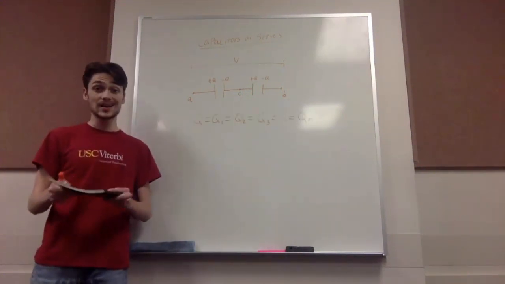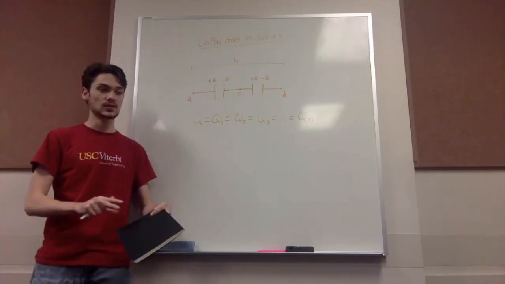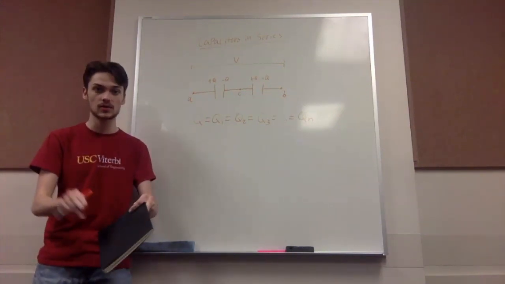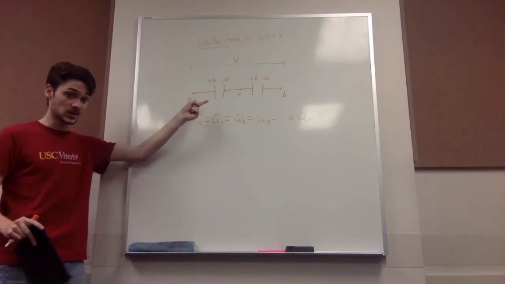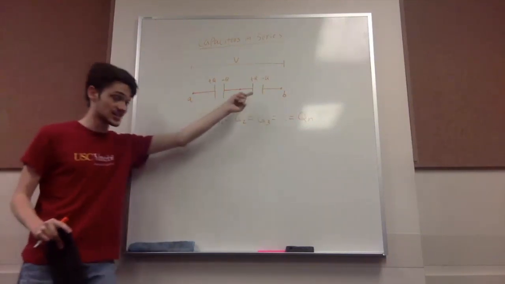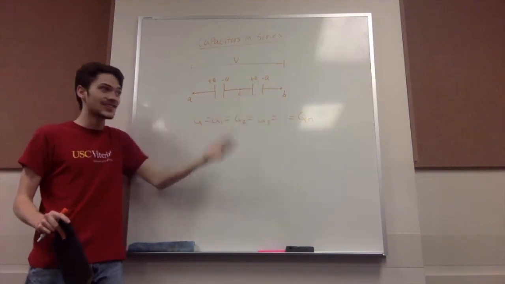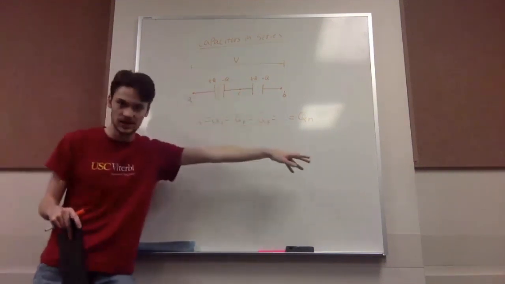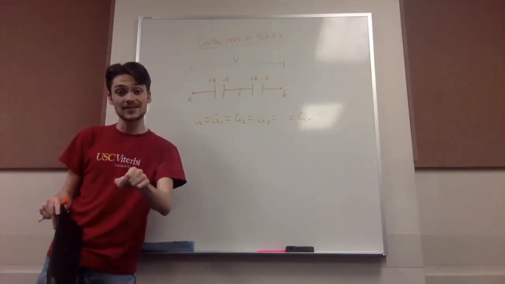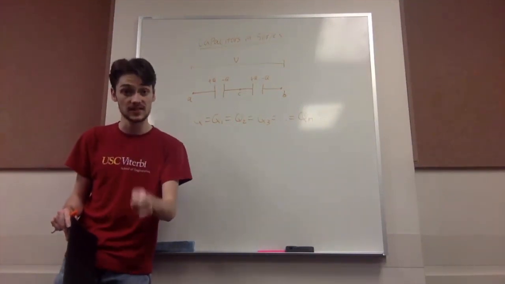We know that when capacitors are lined up in series, the charges inside those capacitors are going to be equal. The charge in this capacitor here is going to be the same as the charge in this capacitor here, is going to be the same as the charge in a capacitor that is a million capacitors down this path. Charges for capacitors in series are always the same.